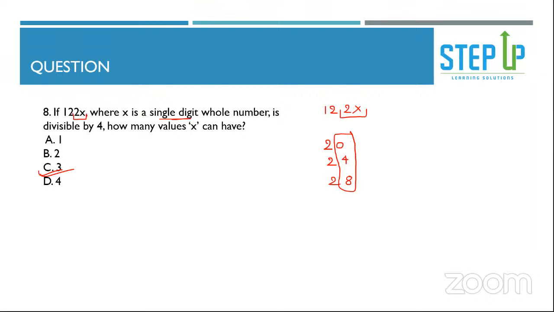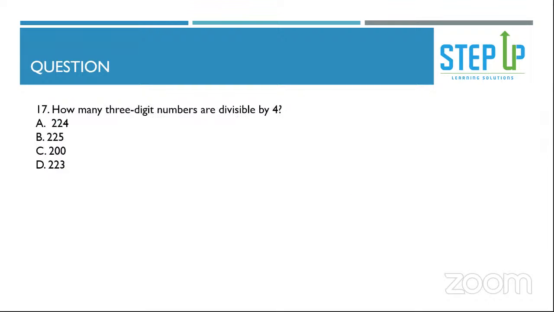All right, let's move on. How many 3-digit numbers are divisible by 4? What would be the answer for this one? How will we solve this? The 3-digit numbers go up to 999, right?